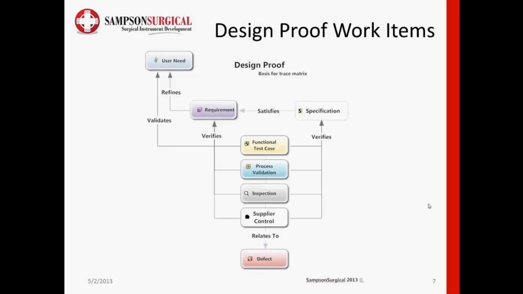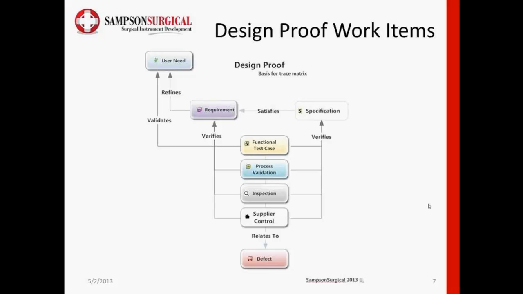In this case, we've also created several other types of work items that are a variety of different test cases, functional test case, process validations. Inspections are something that's going to be defined in order to do process control on the floor and or incoming inspection and first article inspections. And, of course, we also have some supplier controls tied in.